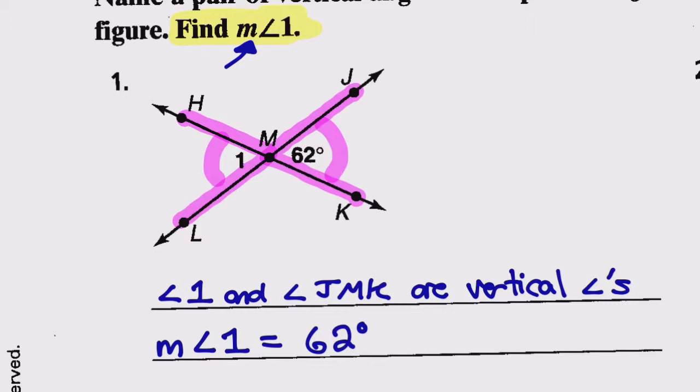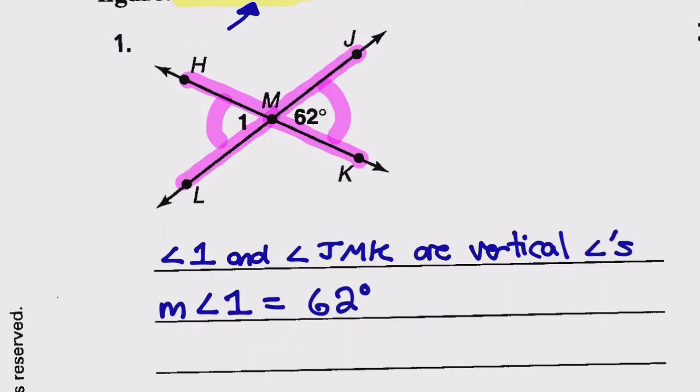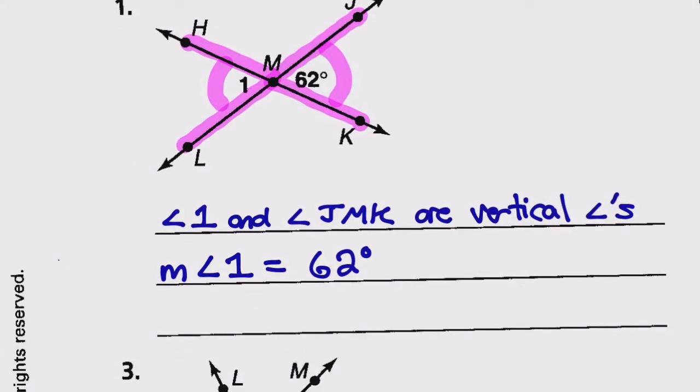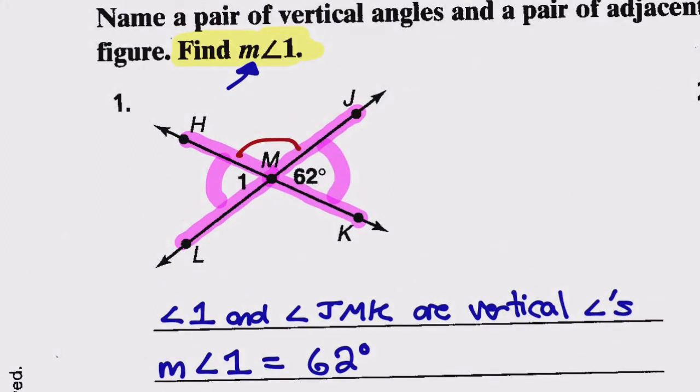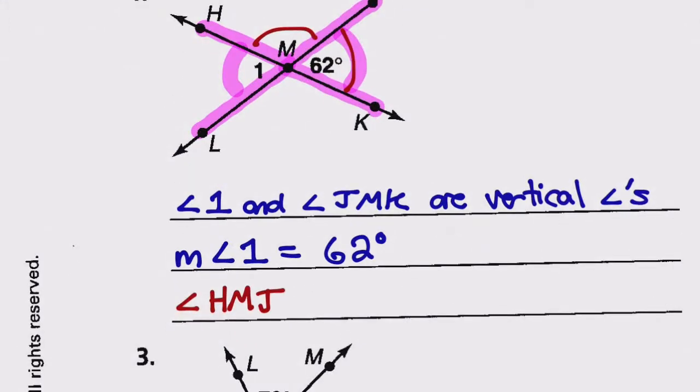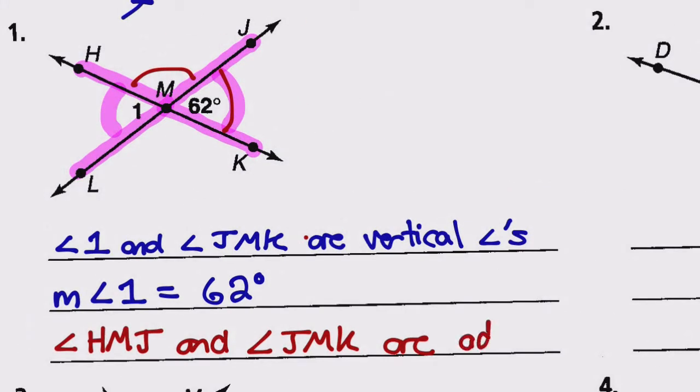And then last but not least, they want us to name some adjacent angles. Okay, I'm going to use a different color pen for this. What would be some adjacent angles here? Okay, Erica? Okay, angle HMJ, so that's this one. And which one? Yeah, and JMK, this one. Because they share that common side, they are adjacent angles.